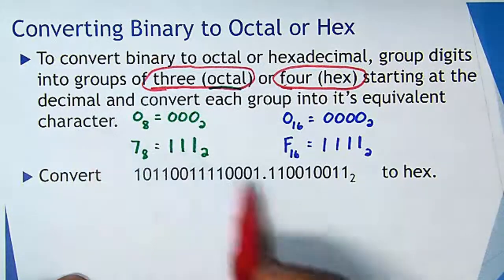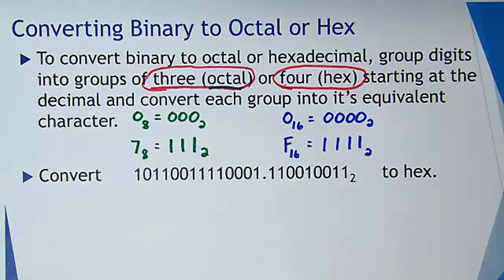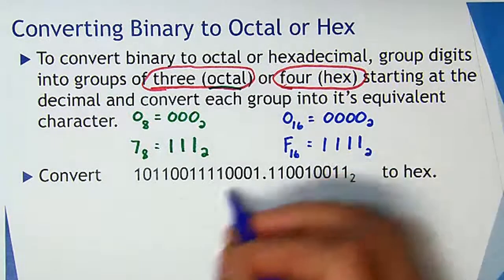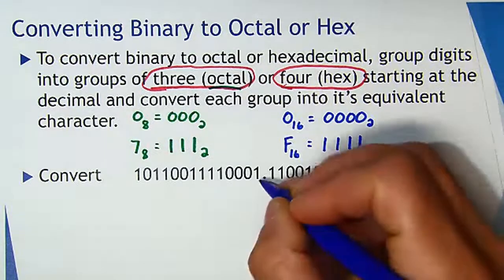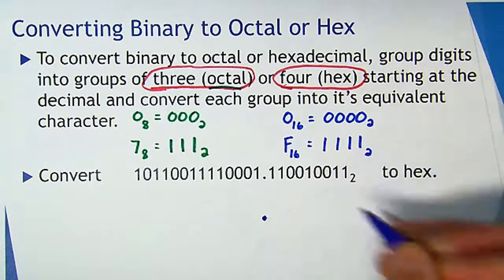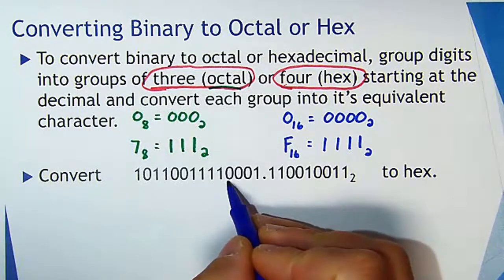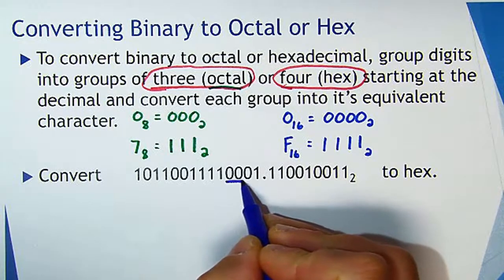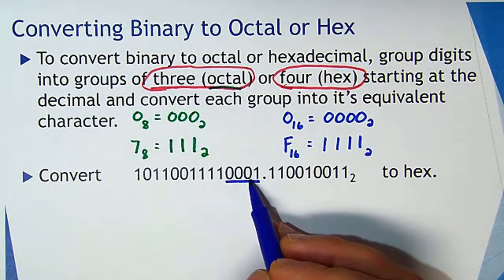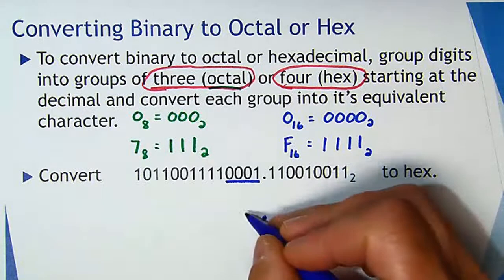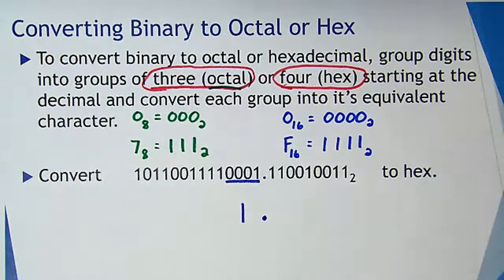And we always start at the decimal point and work out in each direction. Let's see what that looks like. So we're going to convert this binary number to hex. Let's drop the decimal straight down. Now the first 4 places to the left of the decimal are 0001. So what does 0001 in binary become? Well, that's easy. That's still a 1 even in hex.